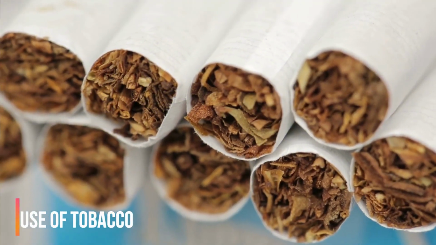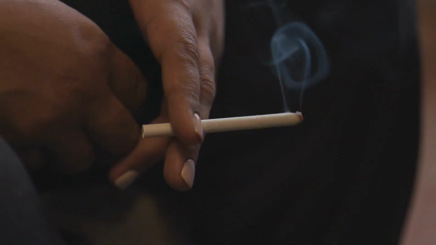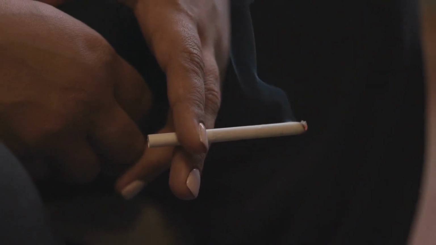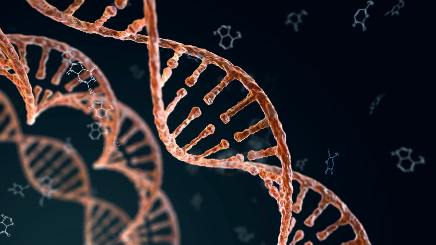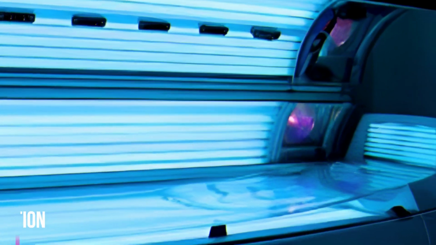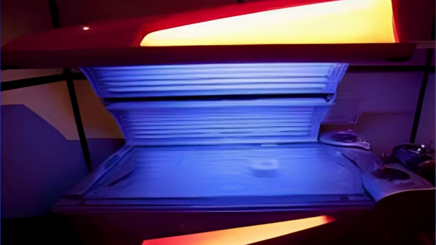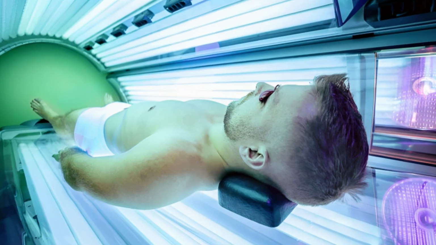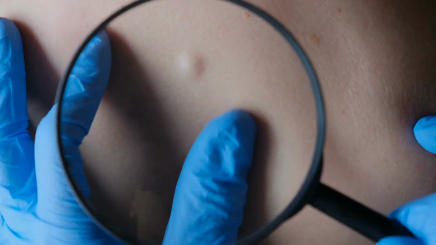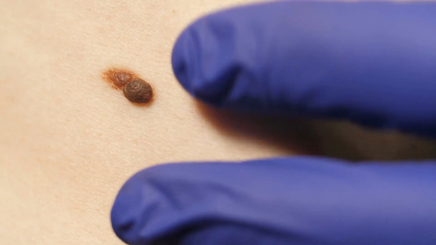Use of tobacco. Smoking and the use of other tobacco products are among the most common causes of cancer around the world. Cigarette smoke contains a large number of carcinogens, which are substances that can cause mutations in DNA and lead to cancer. UV radiation. Excessive exposure to ultraviolet radiation, whether from the sun or tanning beds, is associated with an increased risk of developing skin cancer, particularly the potentially fatal form of the disease known as melanoma.